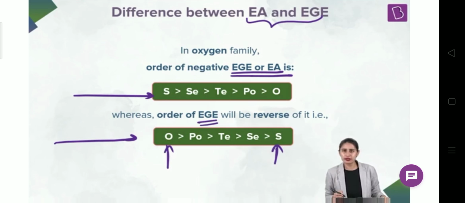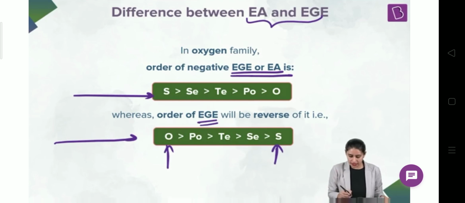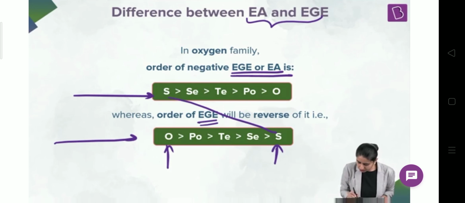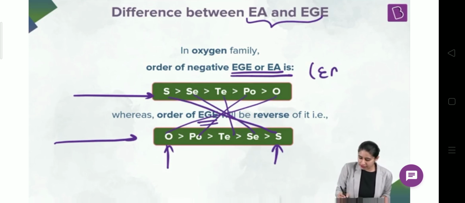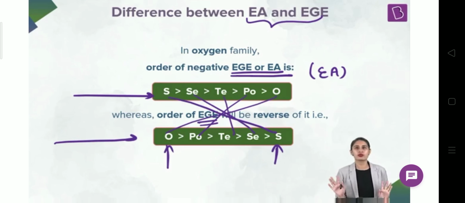What does this mean? Let's understand. What was here came here. Because we are talking about electron affinity, we know that sulfur wants to accept an electron, and in oxygen there is electron-electron repulsion coming in, so it doesn't want to accept an electron.